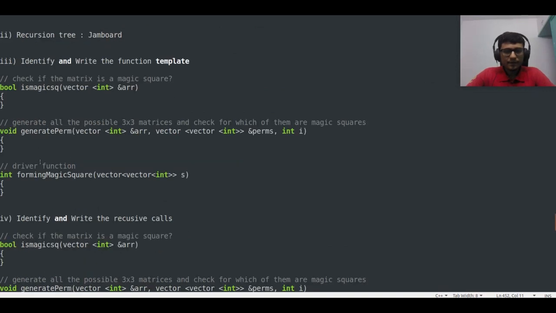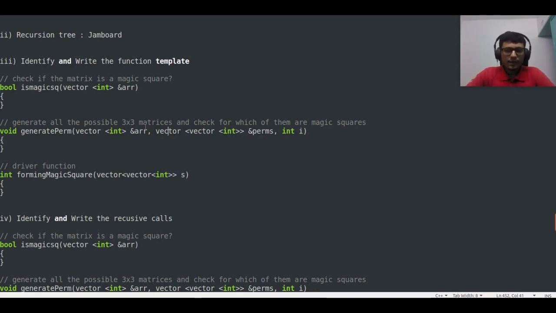Next is generate perm. So as I said, this function will generate all the possible 3x3 matrices, or in other words it will generate the permutations for the set of numbers from 1 to 9 and will check which of them are magic squares. So the return type of this function is void because we'll store all the permutations in this matrix perm. So the type of this matrix is vector of vectors, and since each permutation is nothing but the array of integers, we'll need this vector of integer here, and since we want to store multiple such permutations, we'll need vector of vectors.